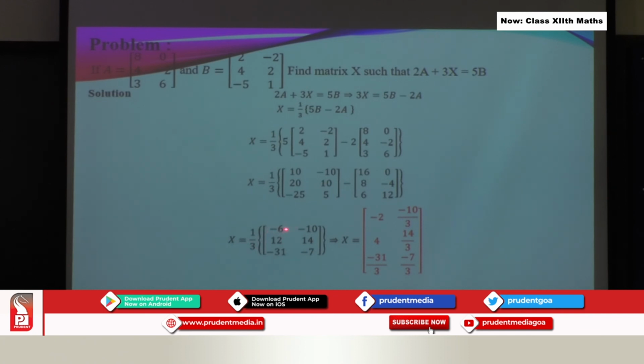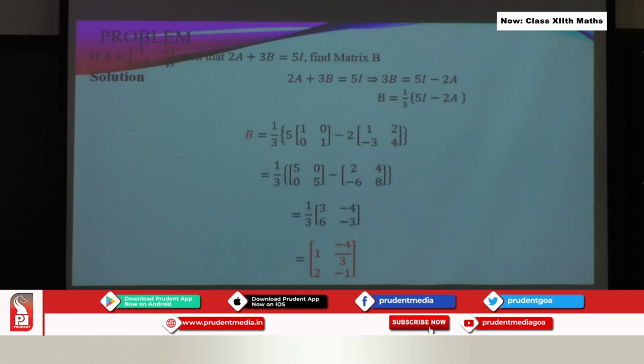So minus 6 upon 3 you get as minus 2. In the same way here, you get minus 10 upon 3, which is not divisible, so it remains as it is. Here you get 12 upon 3, which is divisible, so you get 4, and further you get similar entries later on.